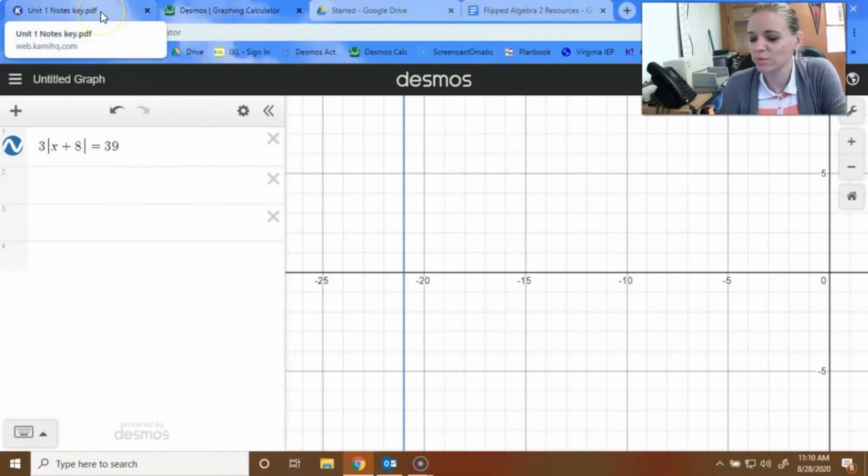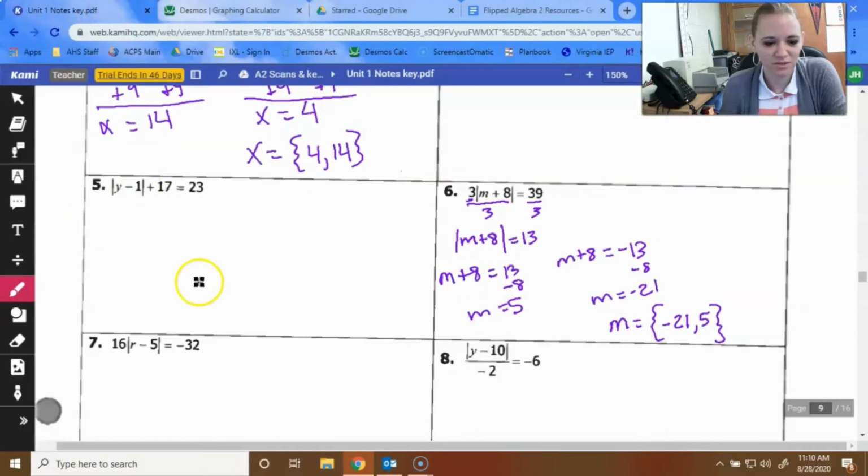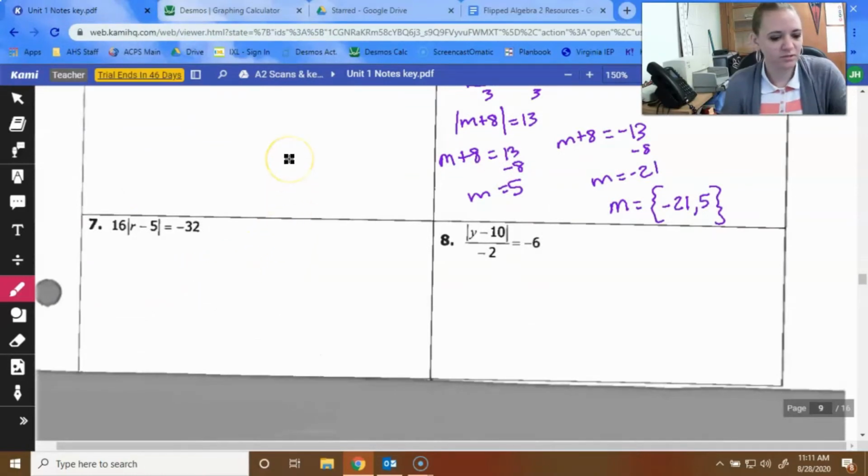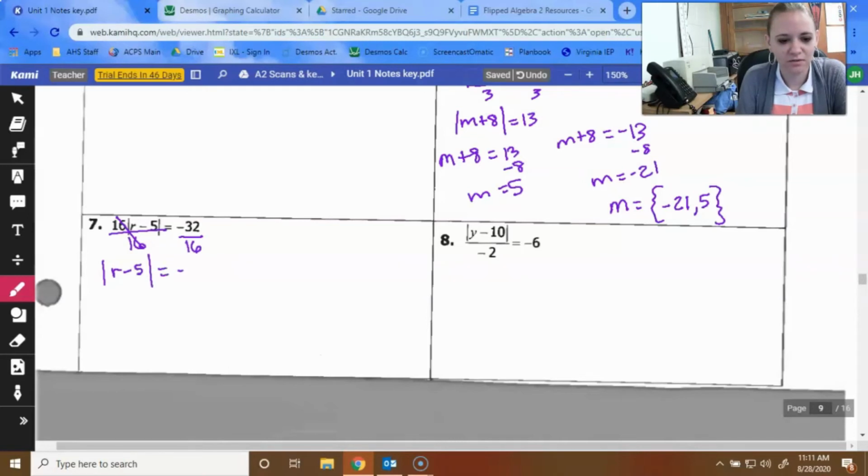Okay, let's do number 7. I'm going to do that one. This one, a little bit different. Okay, so to start out, we got to isolate the absolute value. So again, we divide by 16. Those will go away. Absolute value of r minus 5 is equal to negative 32 divided by 16 is negative 2.